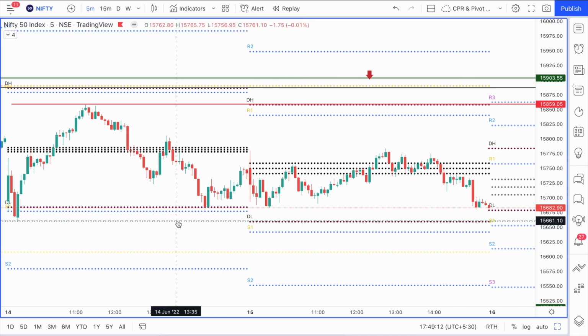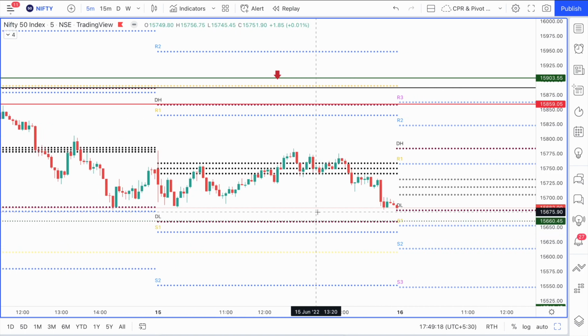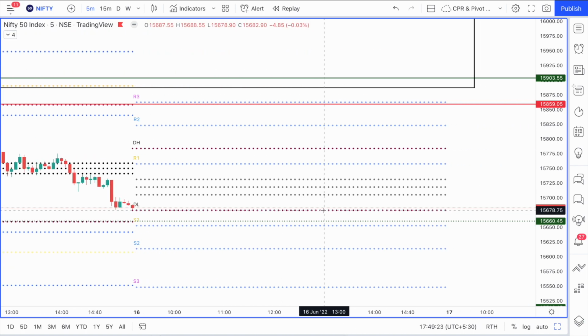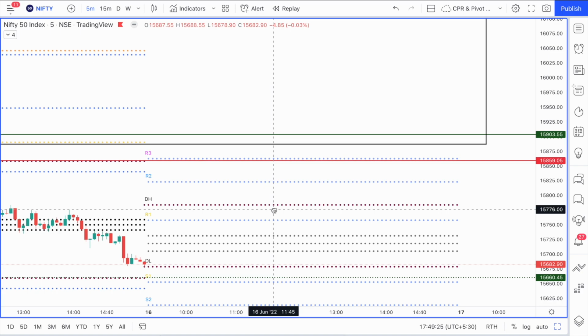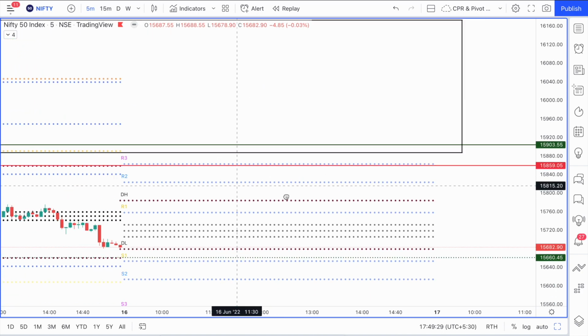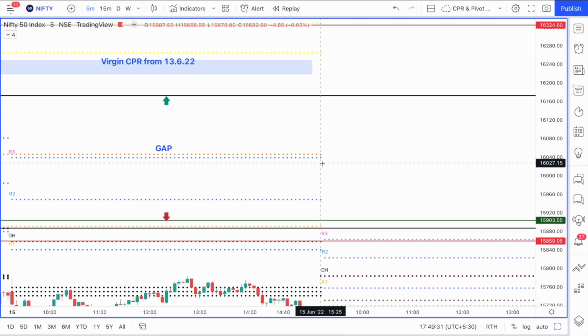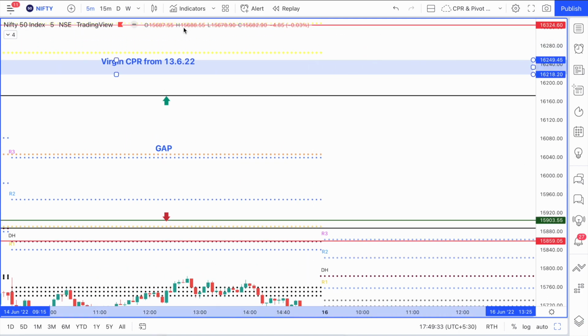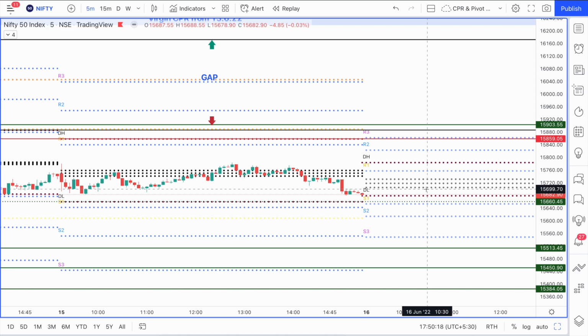Keep this dotted line ready, because the dotted line denotes that that level has been retested a couple of times and price is now very close to that level. The PDL and PDH should anyway be drawn because they are important levels. It doesn't matter whether they are supply zones or demand zones, they will always be important levels on the chart. And then you can see how we have a huge gap here, and then we have a virgin CPR on top here, right? So that is the price action analysis of Nifty.